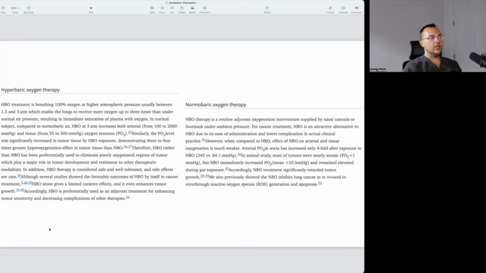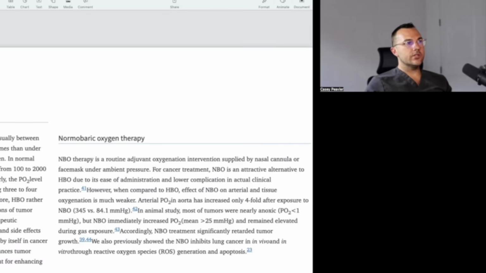Arterial PO2 in the aorta increased only 4-fold after exposure to normobaric oxygen, 345 millimeters of mercury versus 84.1. In animal studies, most of the tumors were nearly anoxic, less than 1 millimeter of mercury, but normobaric oxygen immediately increased the PO2 to greater than 25 millimeters of mercury and it remained elevated during gas exposure. Accordingly, normobaric oxygen treatment significantly retarded tumor growth. We also previously showed that normobaric oxygen inhibits lung cancer in vivo and in vitro through reactive oxygen species generation and apoptosis.